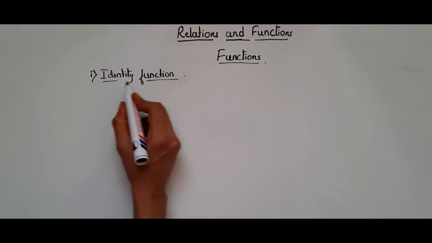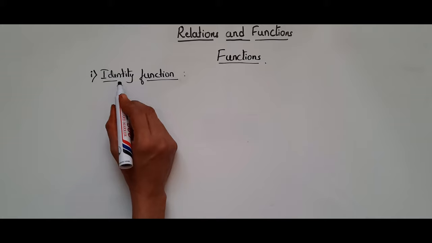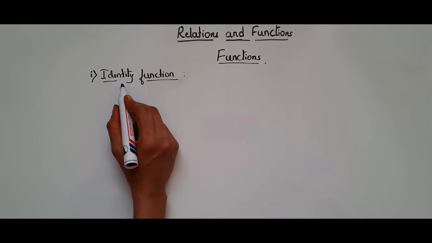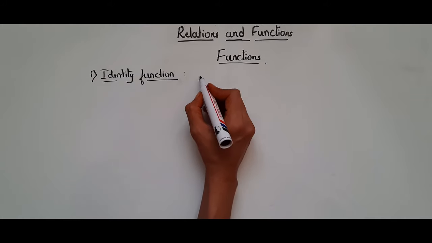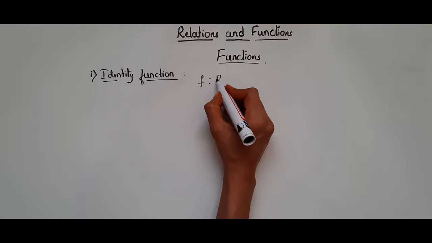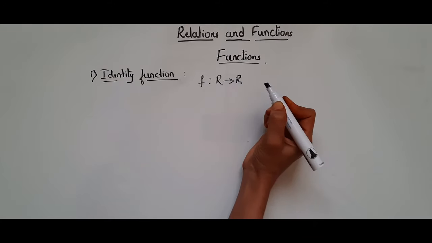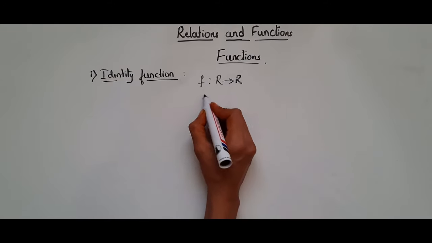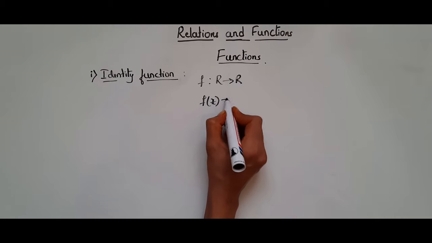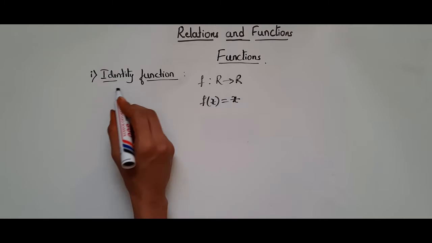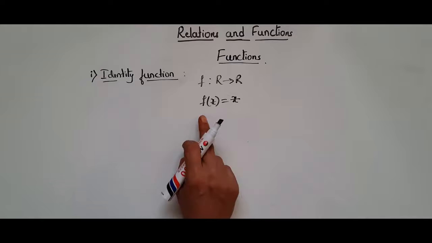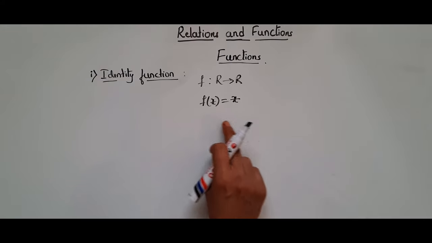So now let's see first a function, that is the identity function. Here, identity, the name itself says, means same or identical. So the function is defined from R to R, that is, real numbers to real numbers. A function of the form f of x is equal to x is an identity function. So whatever value you give for x, you will get the same value.